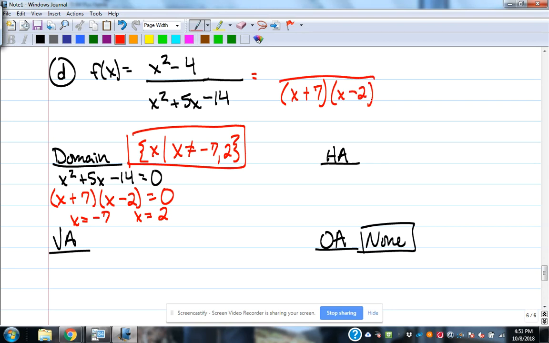Use the factored form of the denominator up there to get the factored form of the numerator. What are the factors for the numerator? Yeah, so x plus 2, x minus 2. That's beautiful because what cancels? x minus 2. Leaving us x plus 2 over x plus 7.